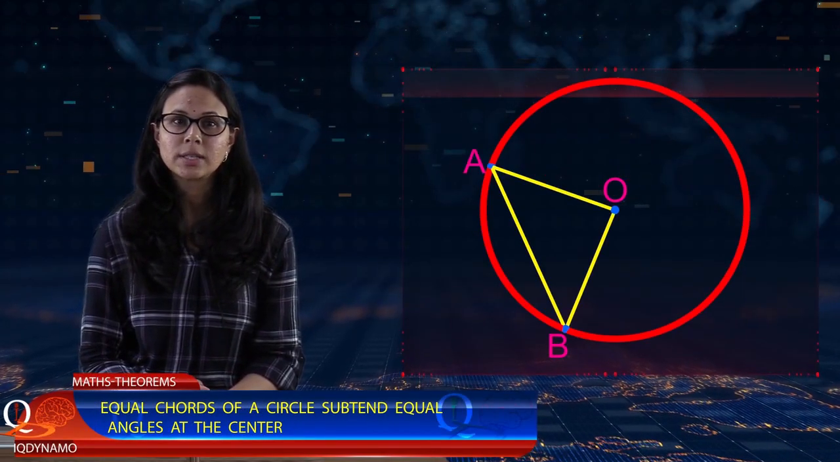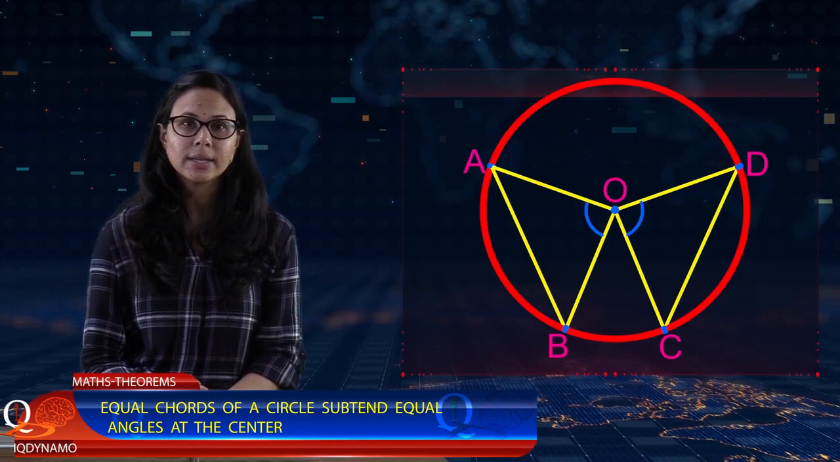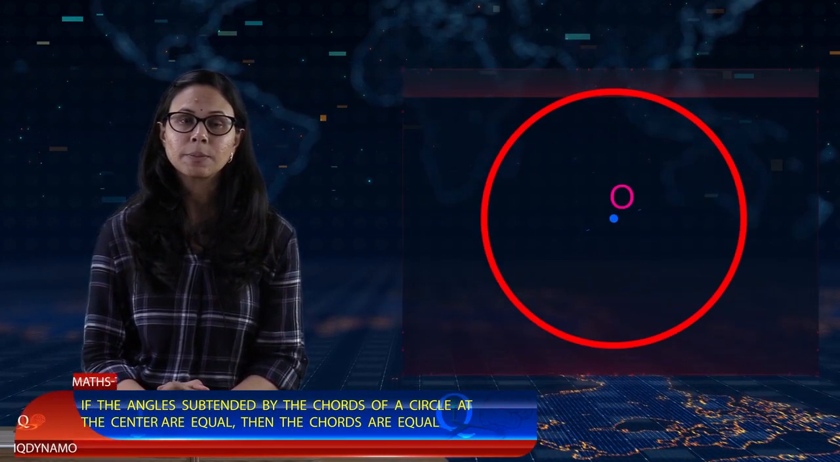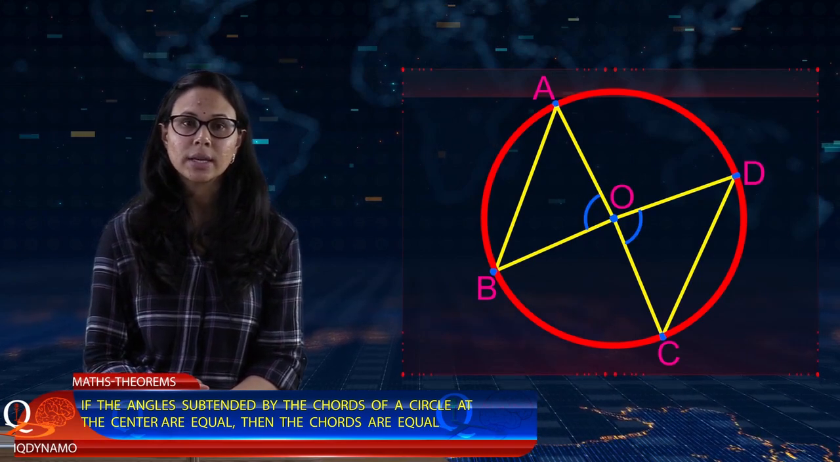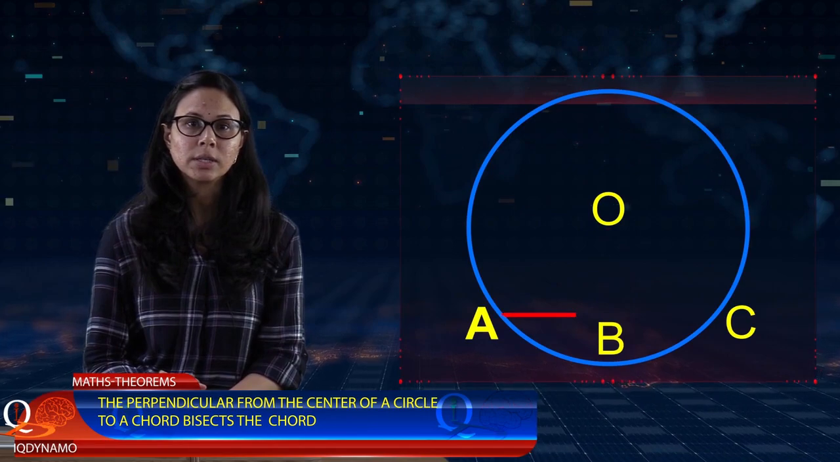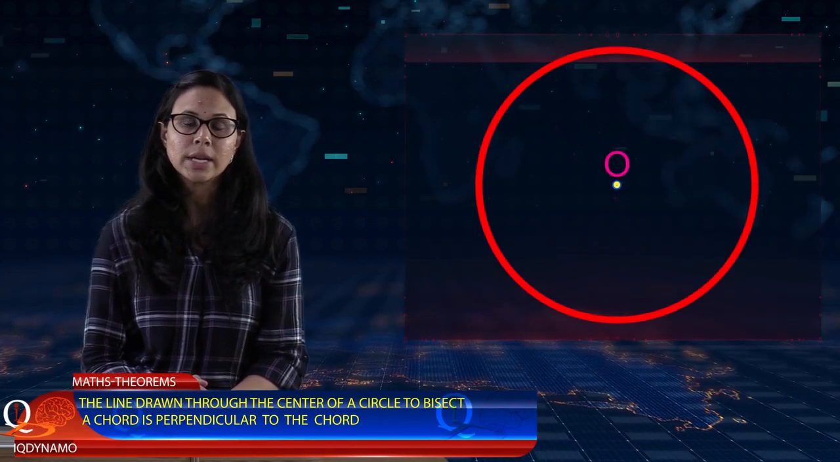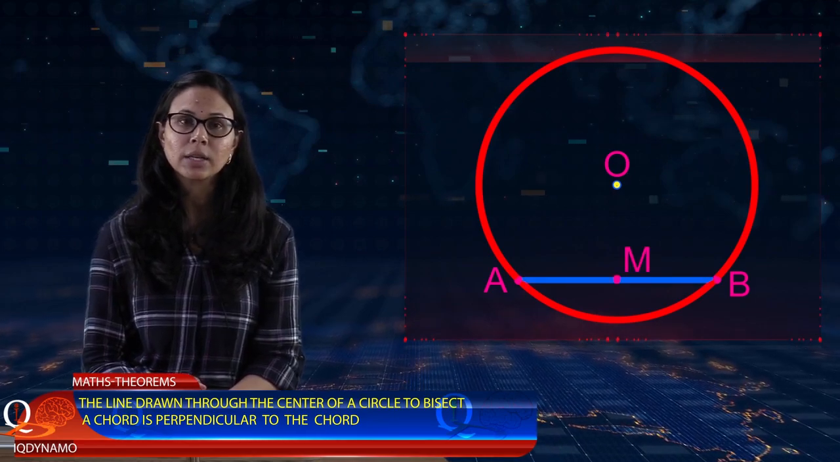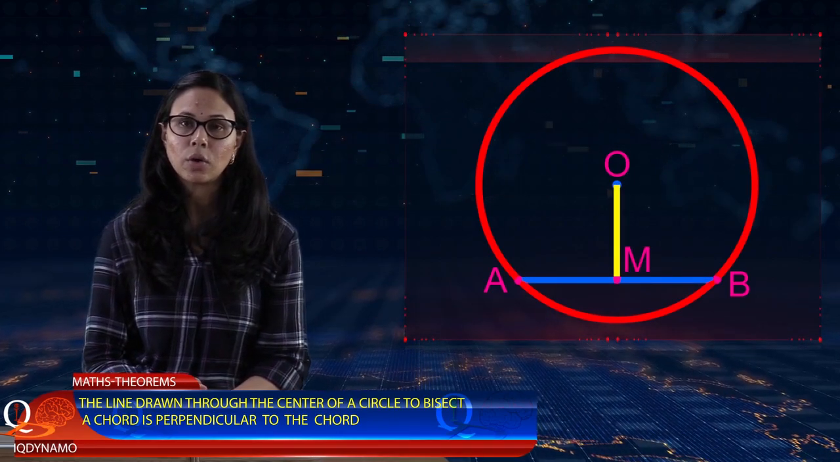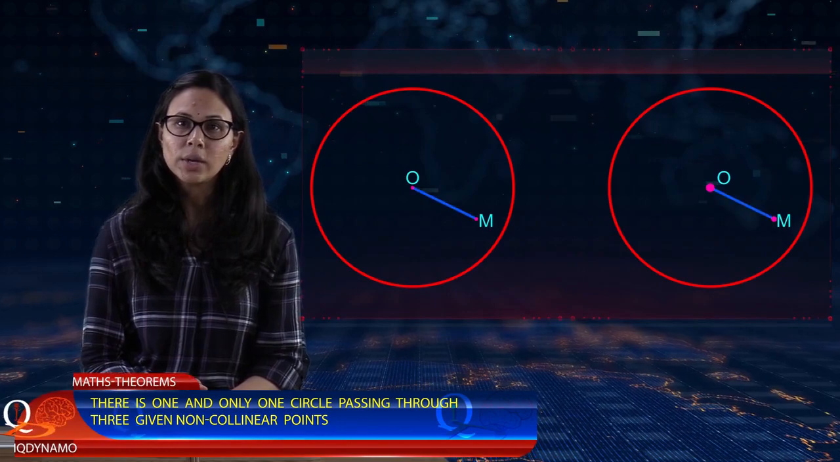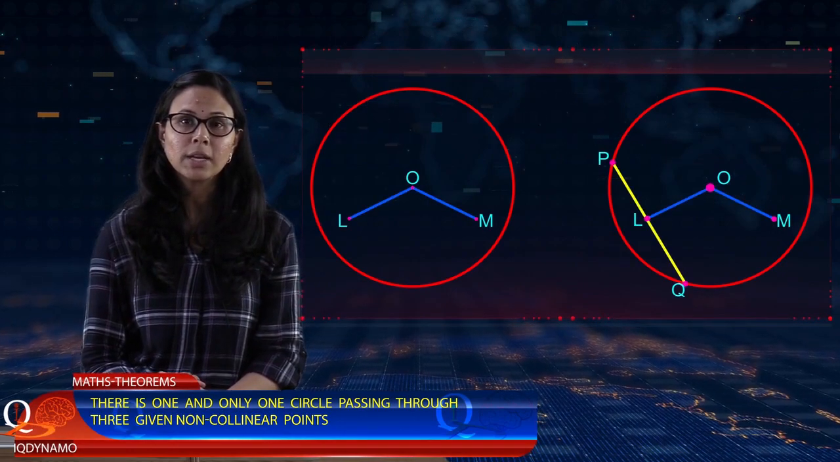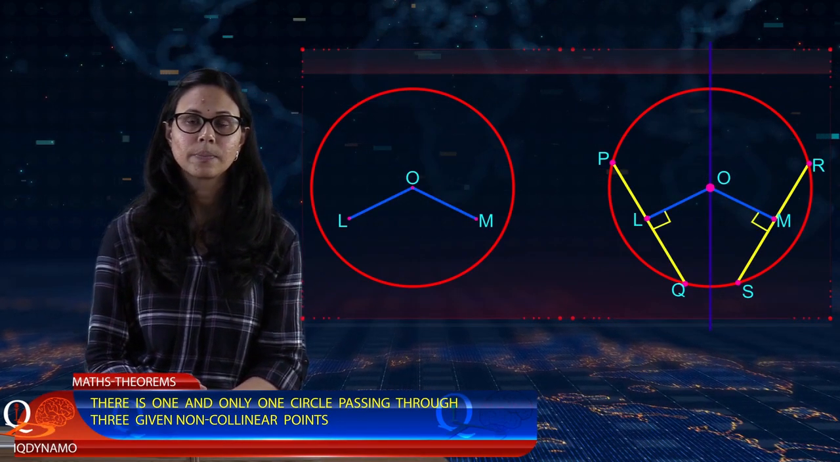Equal chords of a circle subtend equal angles at the center. If angles subtended by chords of a circle at the center are equal, then the chords are equal. The perpendicular from the center of a circle to a chord bisects the chord. The line drawn through the center of a circle to bisect a chord is perpendicular to the chord. There is one and only one circle passing through three given non-collinear points.